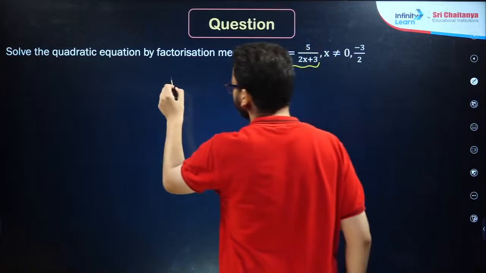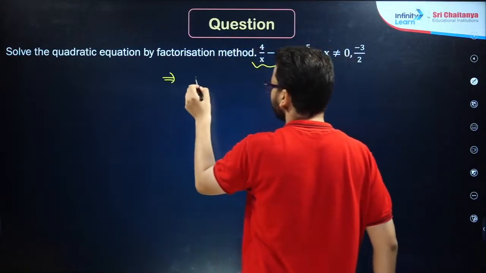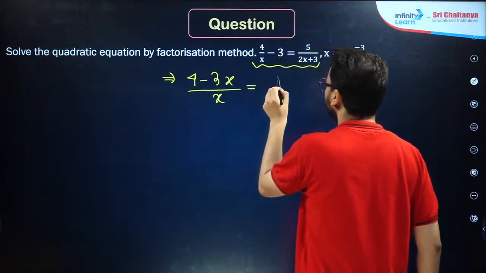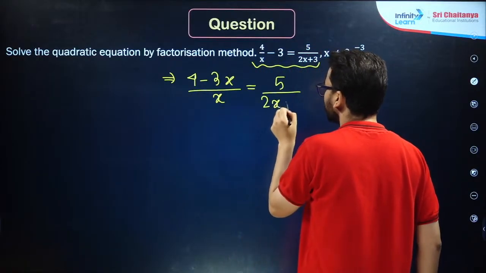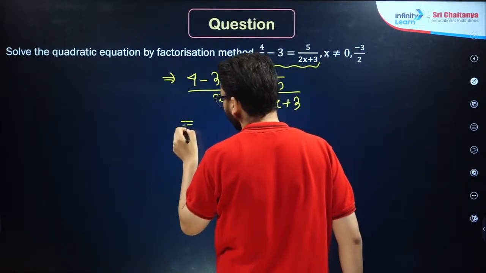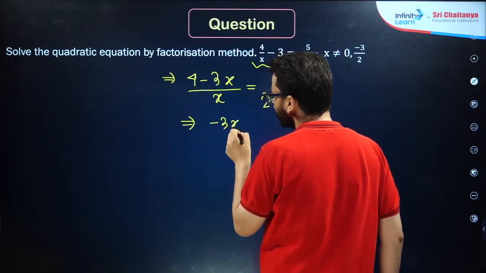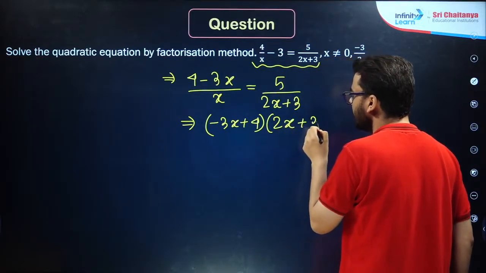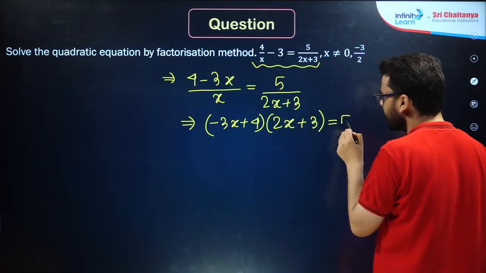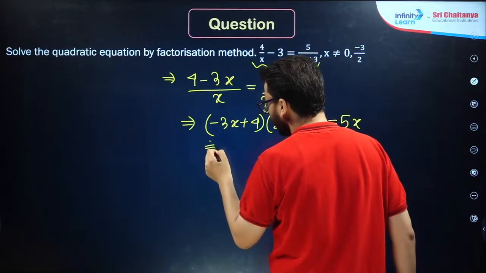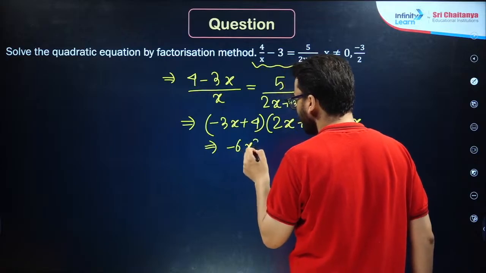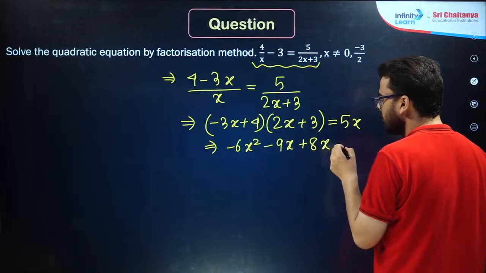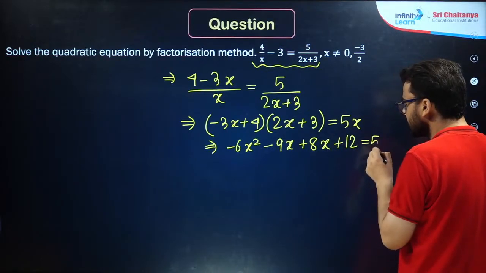So over here we just have to simplify. First thing is take LCM. Can we write (4 minus 3x) upon x, and that is equal to 5 upon (2x plus 3). So you can cross multiply. So you can better write it like this: (minus 3x plus 4) multiplied by (2x plus 3), and if you cross multiply you'll get 5x. So just open up the bracket. You'll get minus 6x square minus 9x plus 8x plus 12, that is equal to 5x.